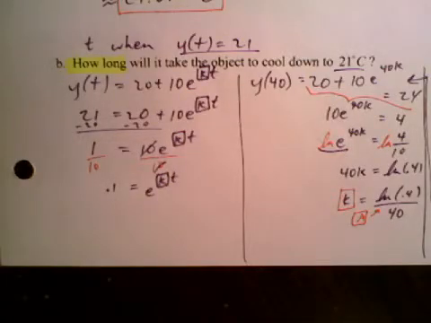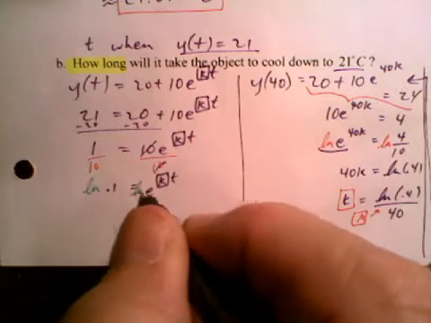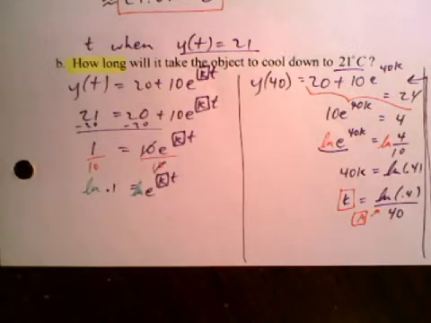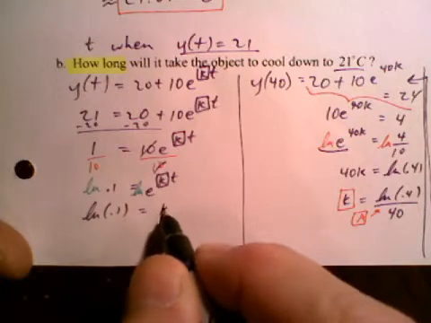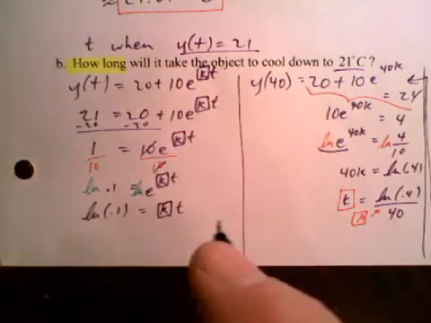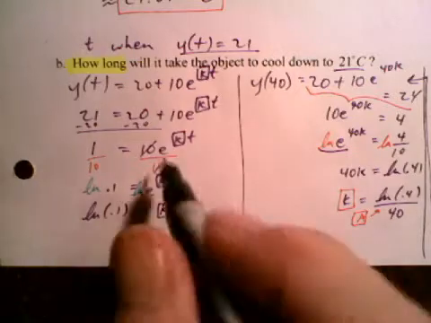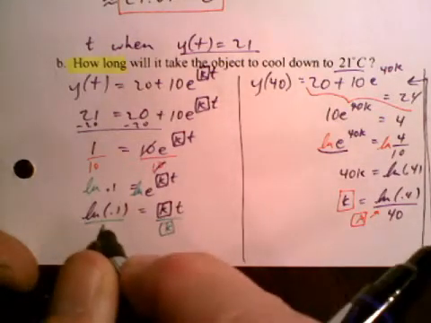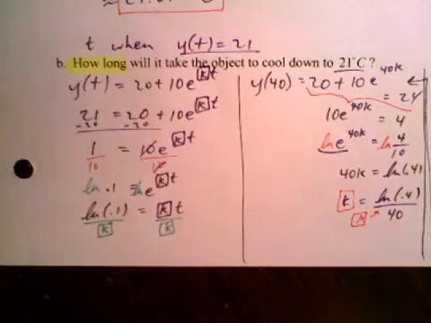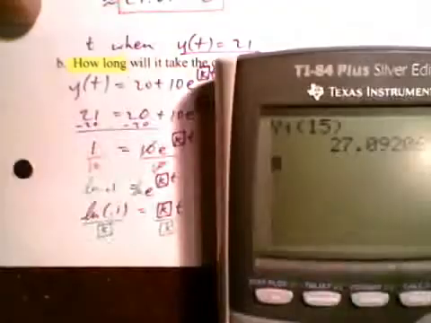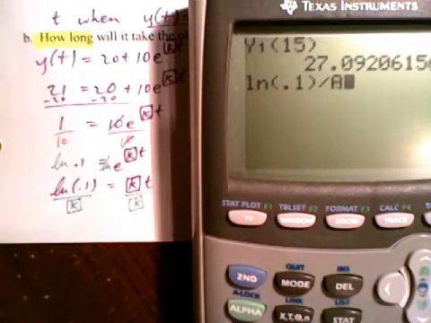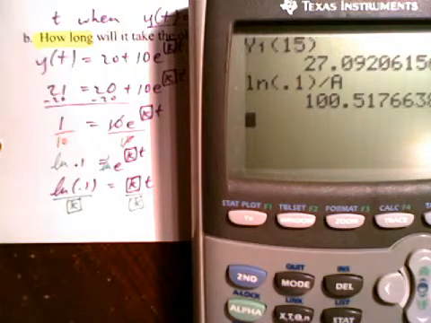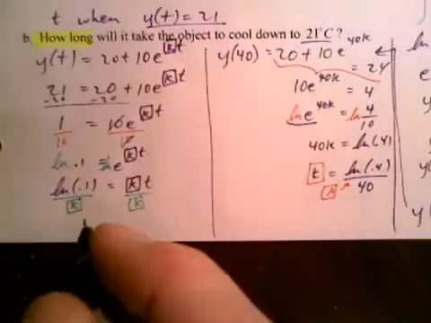And so we're going to take the natural log of both sides, or you could think of this as converting this exponential statement to a log statement. But nevertheless, we get ln of 0.1 equals k times t. If we divide both sides by k, we get ln of 0.1 over k equals t. So just plug that in: ln of 0.1, divided by our k, which is A on our calculator, and we get 100.518.